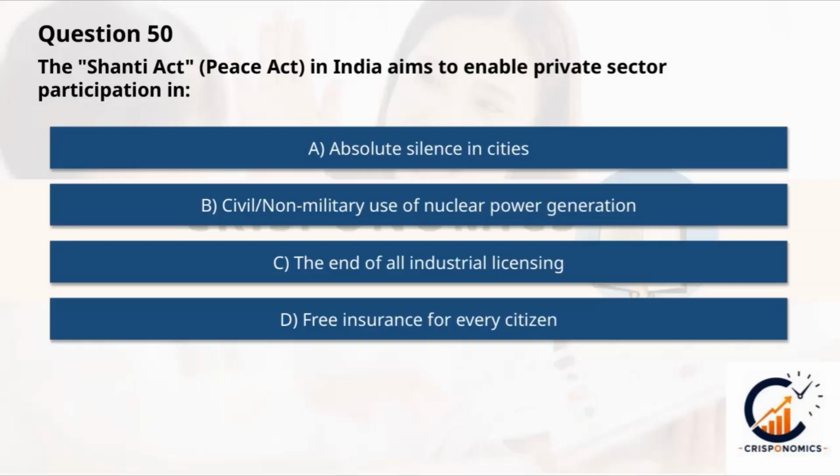The Shanti Act in India is designed to open up new possibilities by encouraging private sector involvement. It focuses on areas like free insurance for every citizen, ending all industrial licensing, allowing civil use of nuclear power, and achieving absolute silence in cities. These goals reflect a bold vision for peace and progress, blending social welfare with innovation and environmental care. Today, we're exploring how this act aims to transform these critical sectors through private participation.